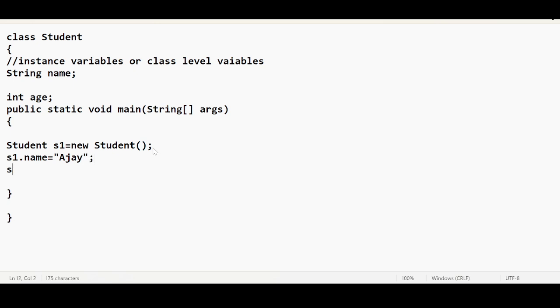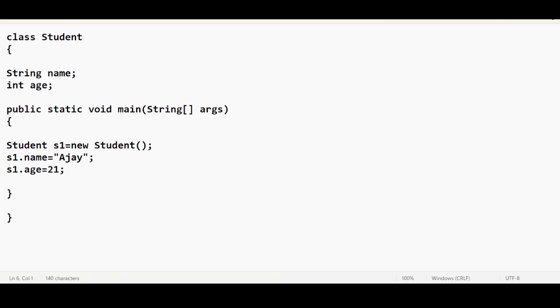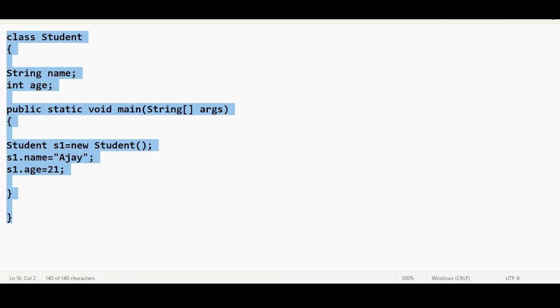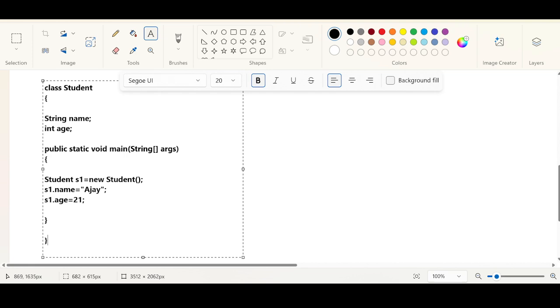Okay. Next one is s1.age equal to, let me say, 21. Let me remove this. Okay. Now if I try to compile and execute this, there are so many things that would happen at the memory level. Okay, what are the things?